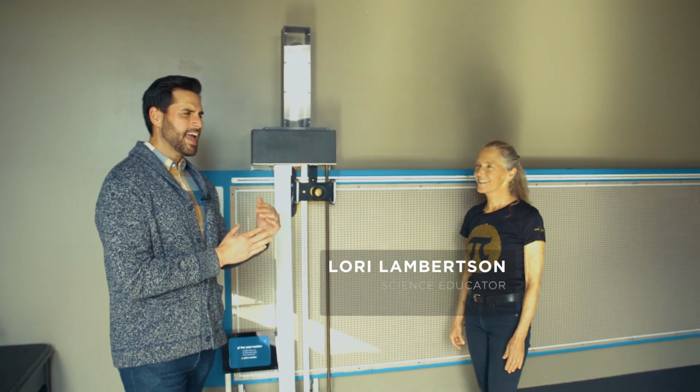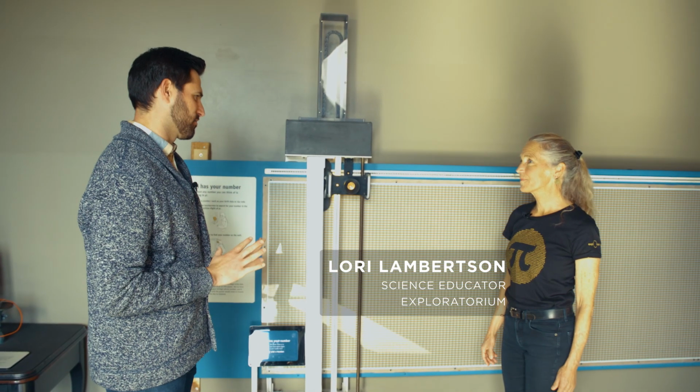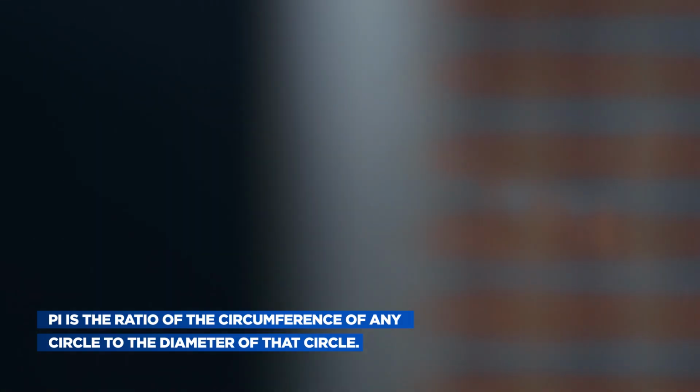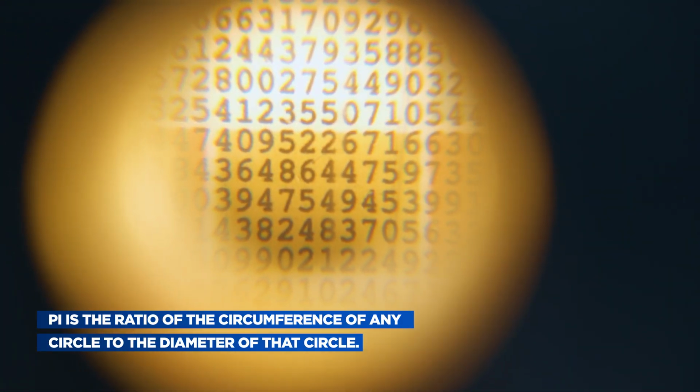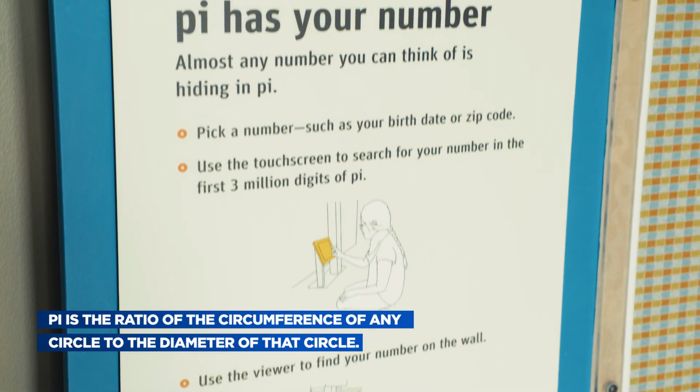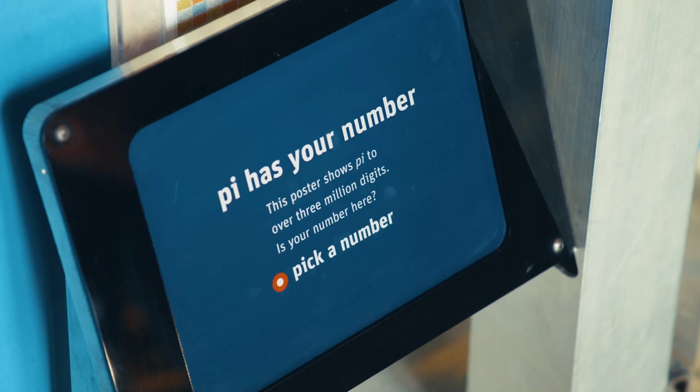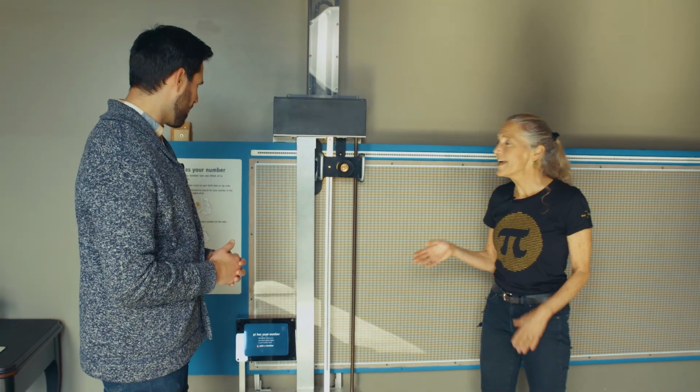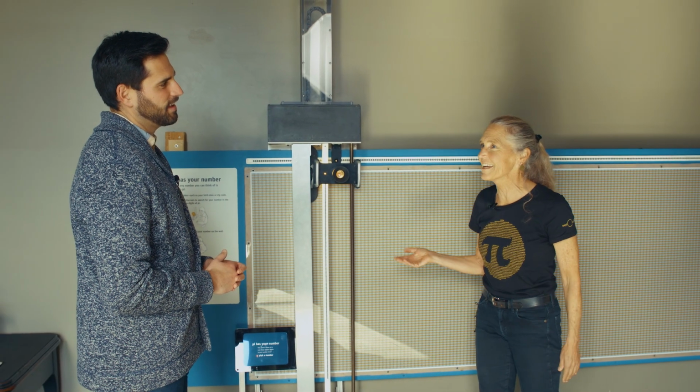I'm here with Lori. And Lori, what are we standing in front of right now? Drew, this is the beginning of pie. This exhibit is called Pi Has Your Number, and it features the first 3 million digits. 3 million? 3 million digits, and even that is only an approximation of pi, which is a decimal series that goes on forever. We represent it with the Greek letter pi, and it explains a very special mathematical constant between a circle's circumference and its diameter.